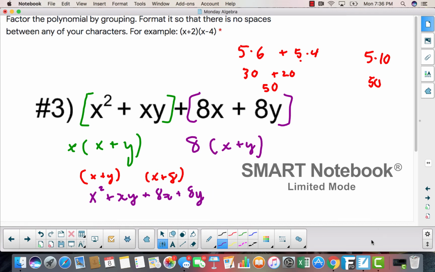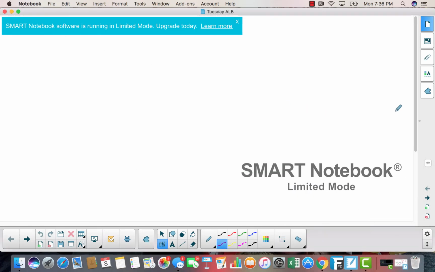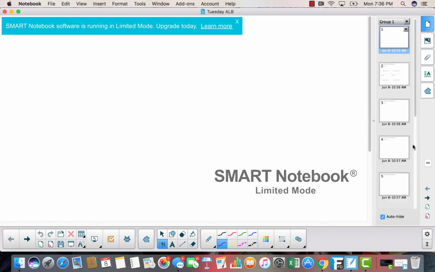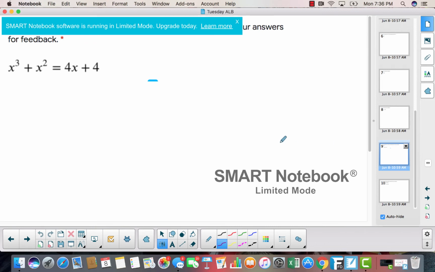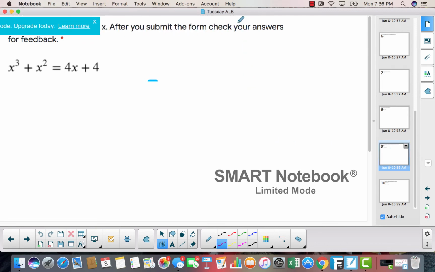One more I want to show you. This is from the form that I made for Tuesday. You can see that we've got an equation now, so they're already grouped for you.